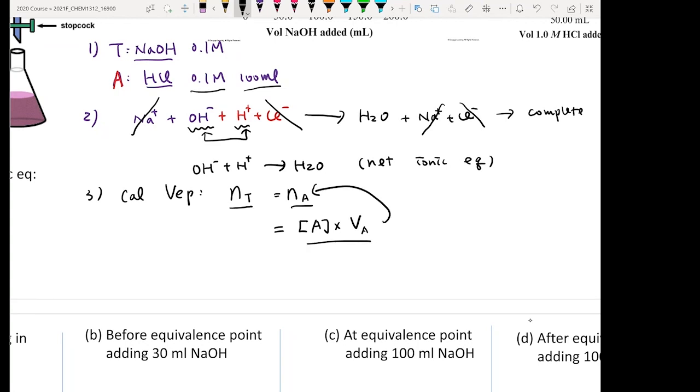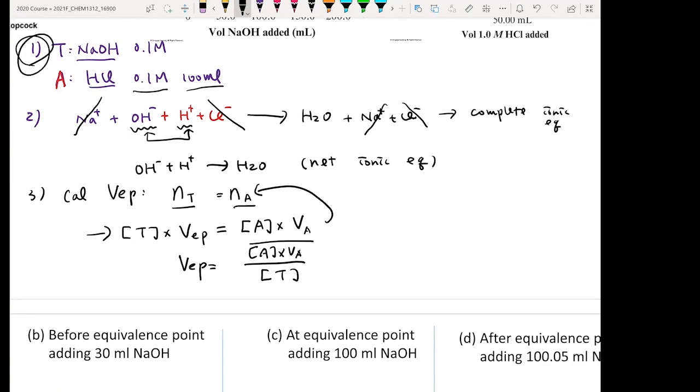Number of moles of titrant, you want to use the titrant concentration times a certain volume to add in, so that the number of moles of titrant is going to equal the number of moles of analyte. Therefore, your VEP is going to equal the concentration of your analyte times the volume of your analyte divided by the concentration of your titrant. In the first part, we actually know that is the concentration of your titrant. That is the concentration of your analyte. That is the volume of your analyte. Therefore, we can calculate the VEP very easily.